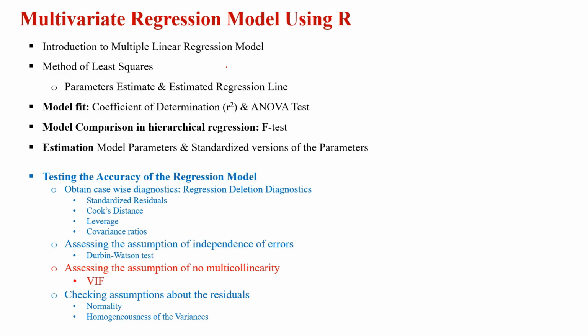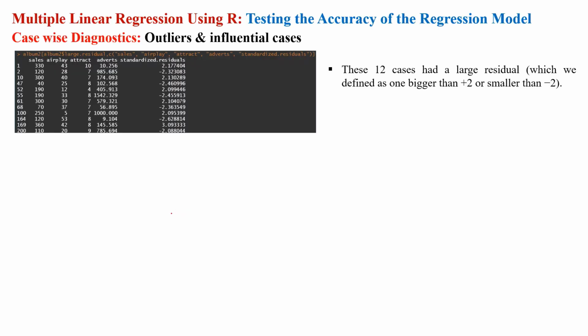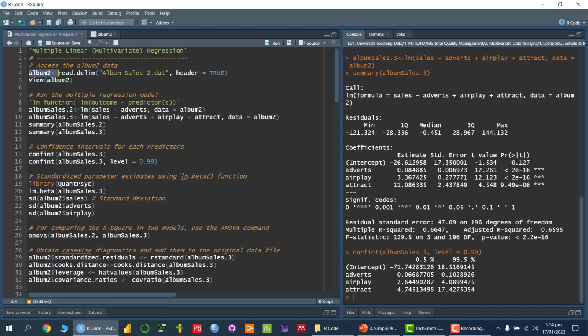Now let's find out whether this regression model is accurate or not. For that, first of all, we need to check whether there is any particular data point which may affect this regression model. For that, we can calculate the standardized residuals, Cook's distance, leverage values, and covariances. So let me calculate these through R first.